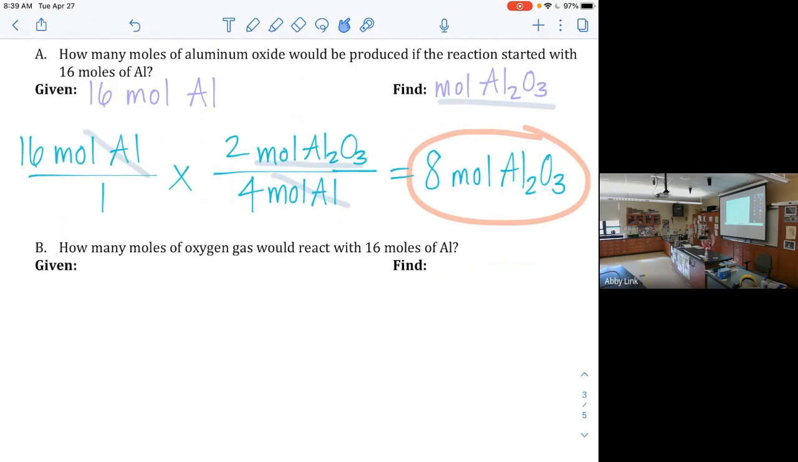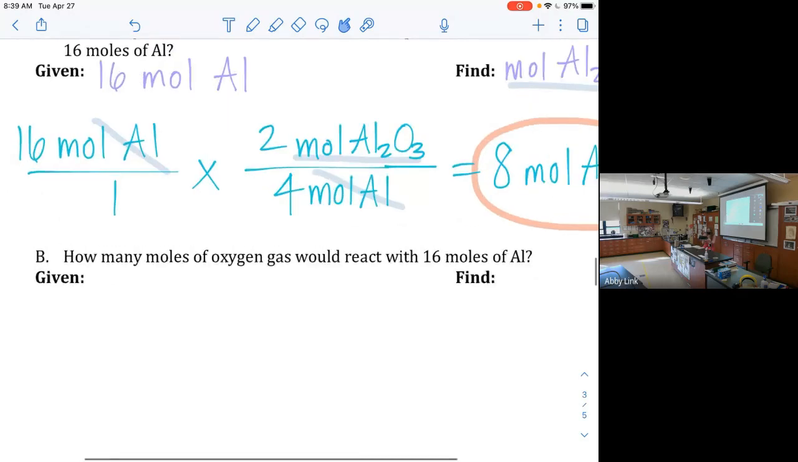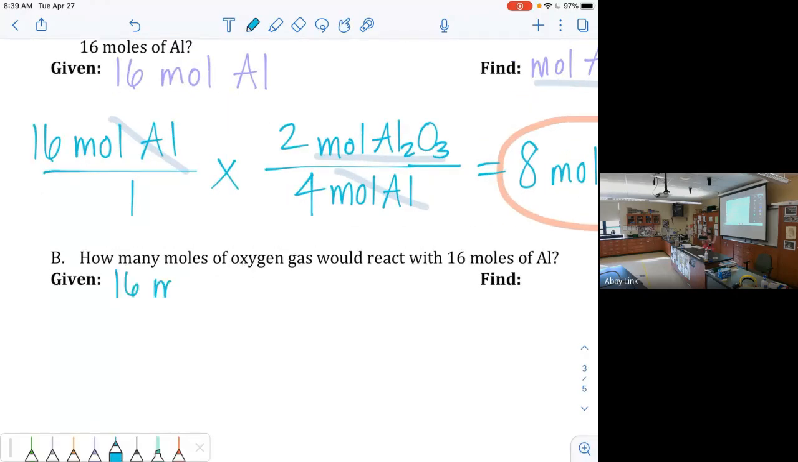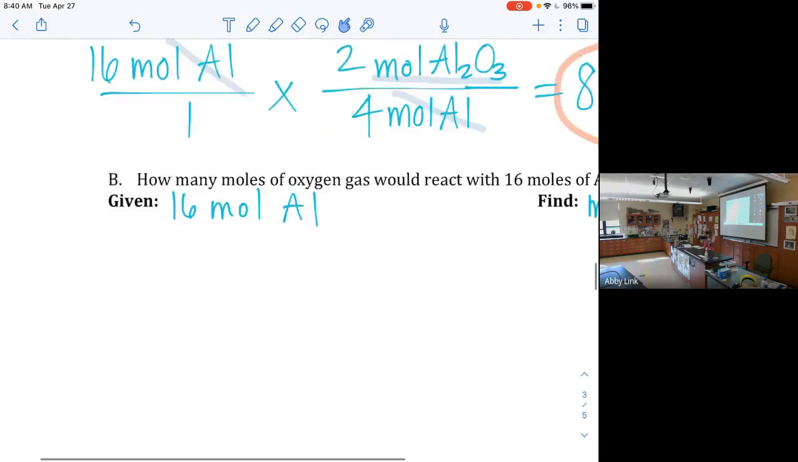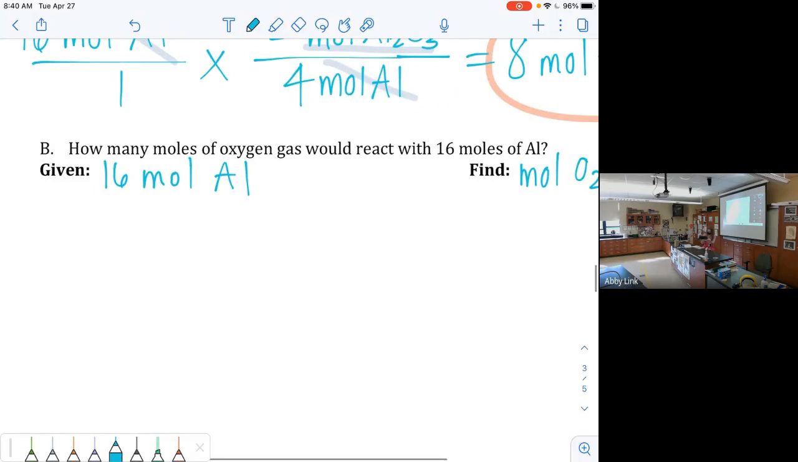All right? Now, let's practice this again with letter B. It says, how many moles of oxygen gas would react with 16 moles of Al? So our given is the same this time, right? It still has us dealing with the 16 moles of aluminum, but now it wants me to find the moles of oxygen gas. All right. Guess what? We're going to set it up the same exact way as we did the last one. So let's start with our given over 1.